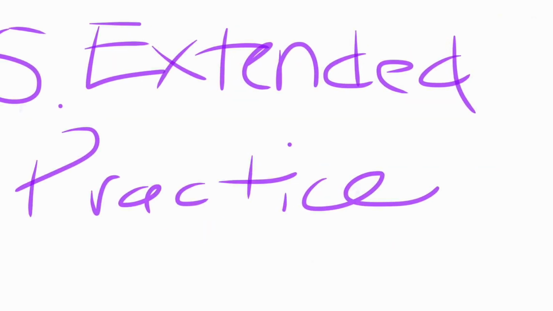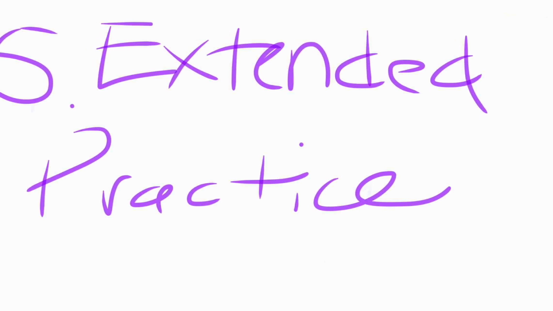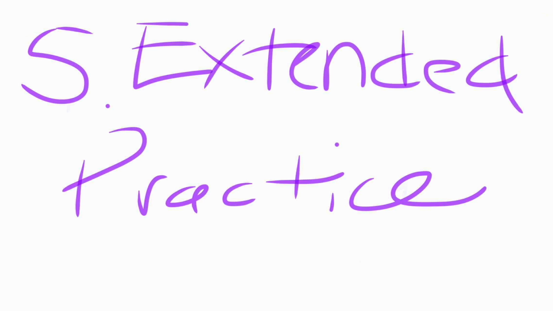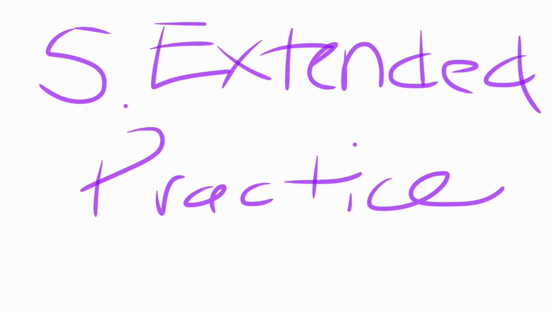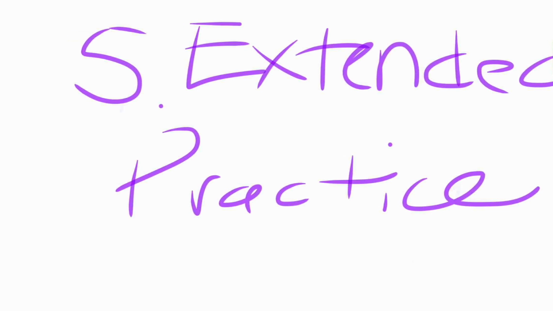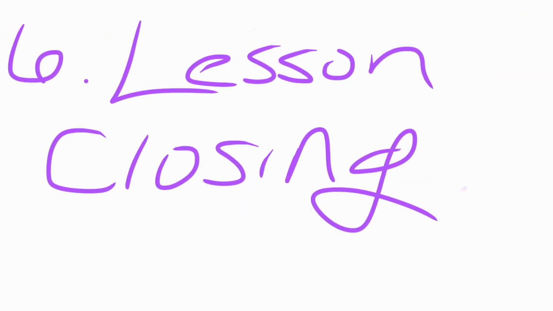Component number 5 is extended practice. This is where you plan what the students will be practicing in class. You plan ahead and you have those worksheets. You have those activities already ready for you to just pull them out and for them to have that extended practice. Component number 6 is lesson closing. This is where you close your lesson after work is done in class.